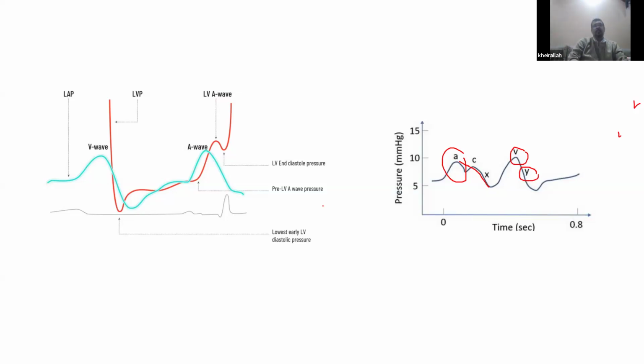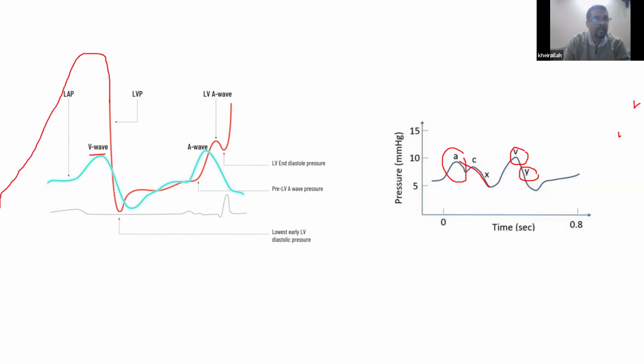So the atrial pressure, whether left or right, has A and V ascents and X and Y descents, and you have to know what each one means. If you superimpose the atrial pulse, the atrial wave, against the LV, you are going to see it this way. Where the V wave comes, here, this is the LV.